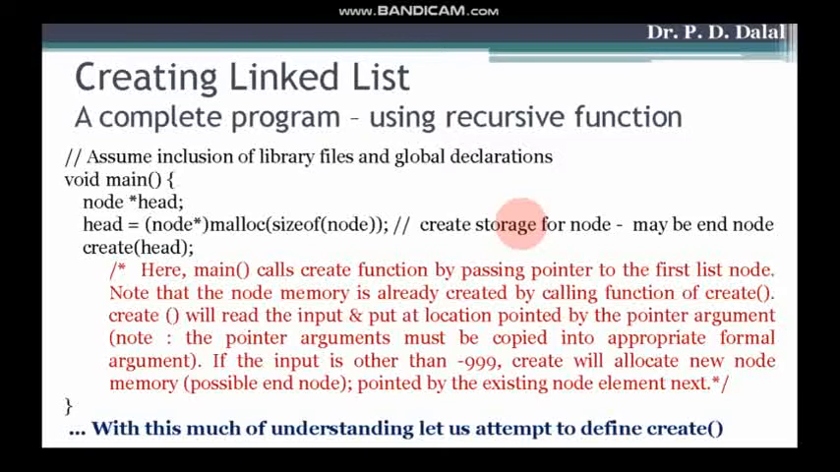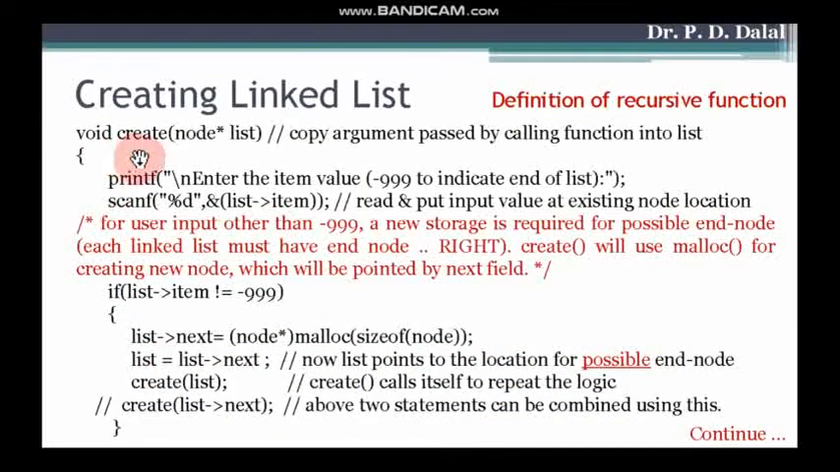Now we will modify our linked list creation program using a recursive function. Or you can say we will create a linked list using a create function. And in create we will pass the head pointer, the first pointer. So now we are passing the head pointer in the function. Here that head pointer will be copied in the list pointer, copying the argument by the calling function.